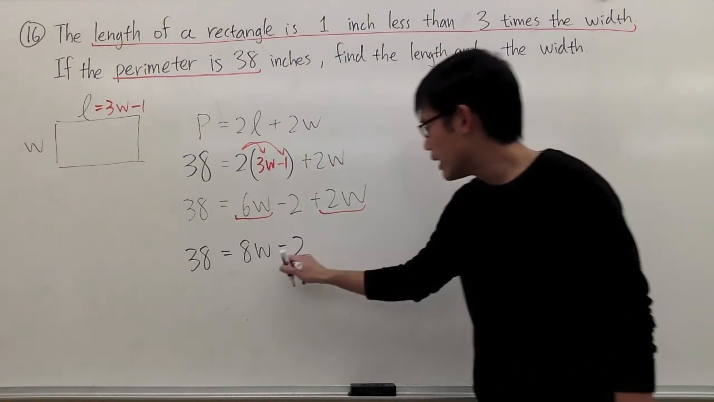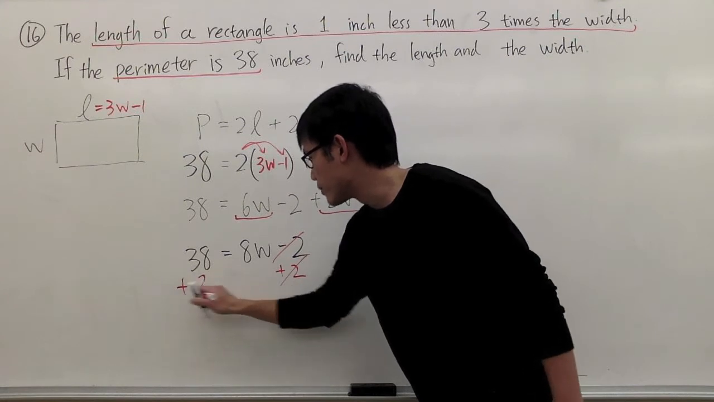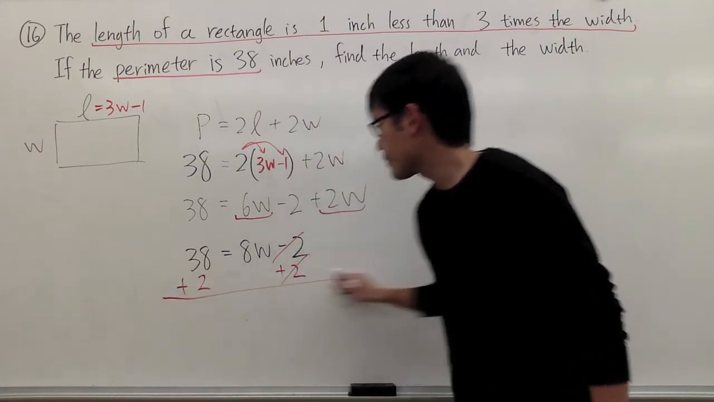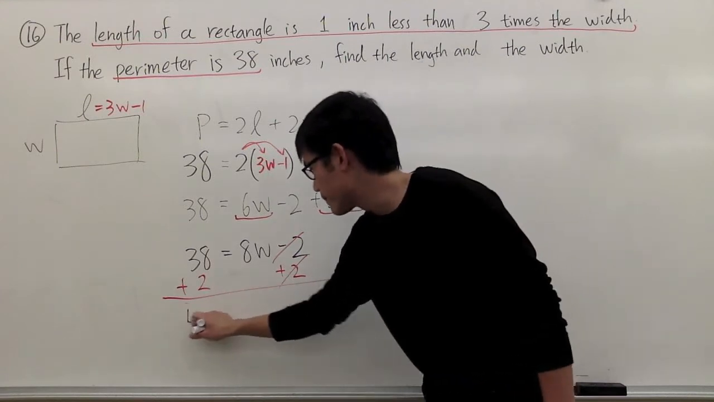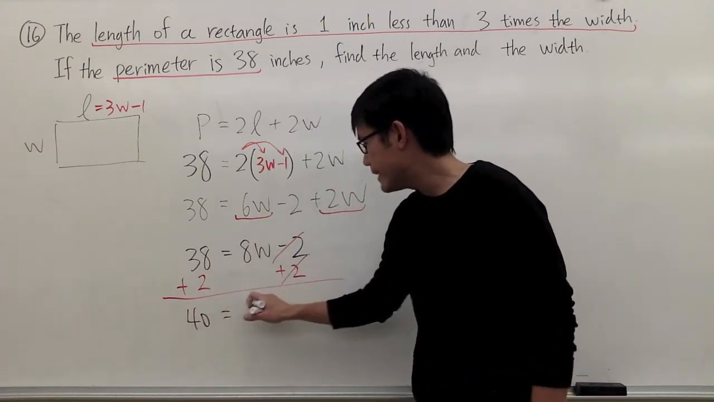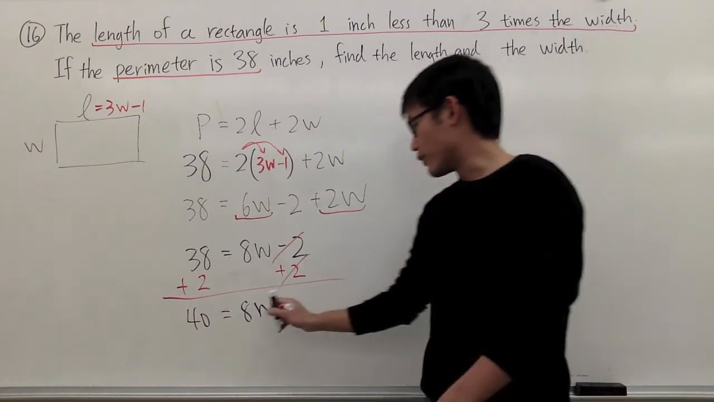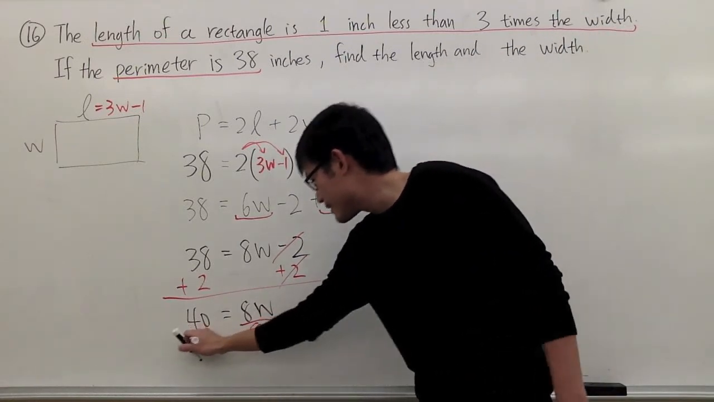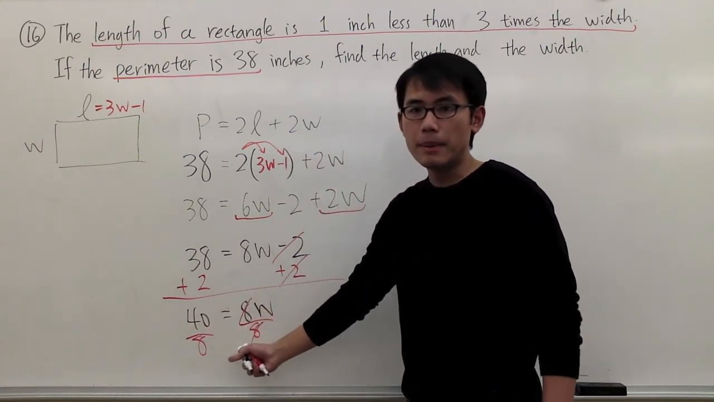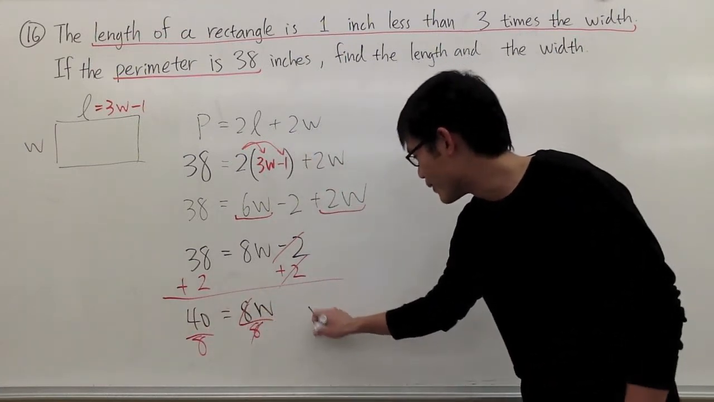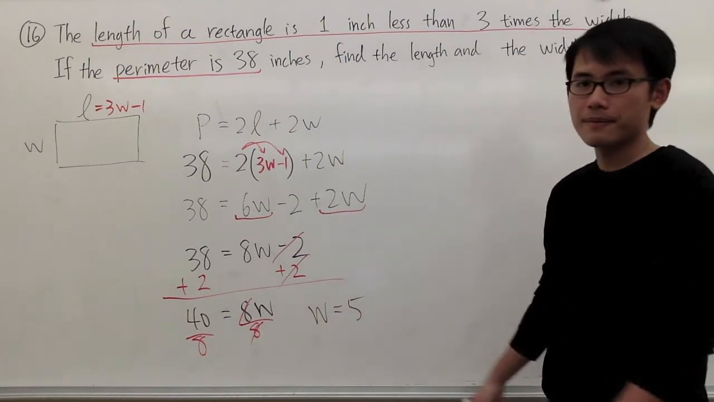And to solve for w, I will need to add 2 on both sides. Cancel this, add 2 on both sides. Okay. Then we see that 38 plus 2 is 40, equals 8w. And one more step, we can solve for w. Divide both sides by 8. This way, the 8 cancels out, and 40 divided by 8 is equal to 5. So I know the width, the w, is equal to 5.